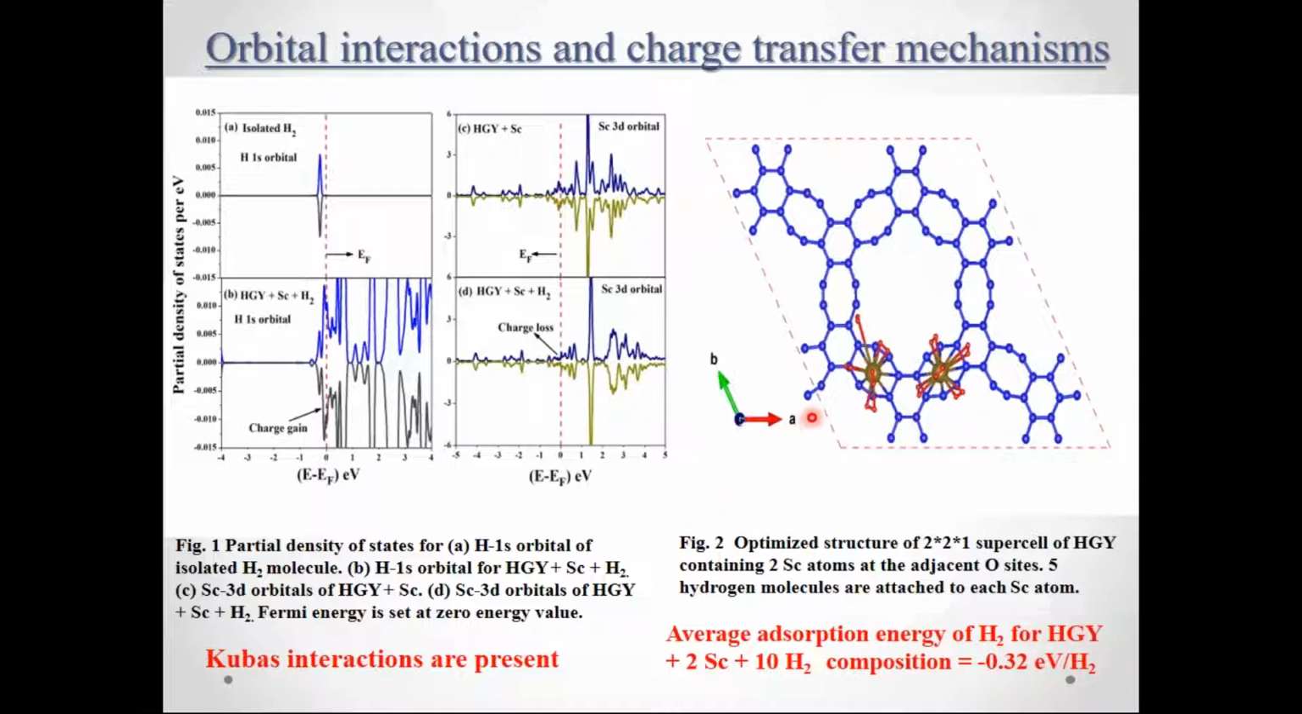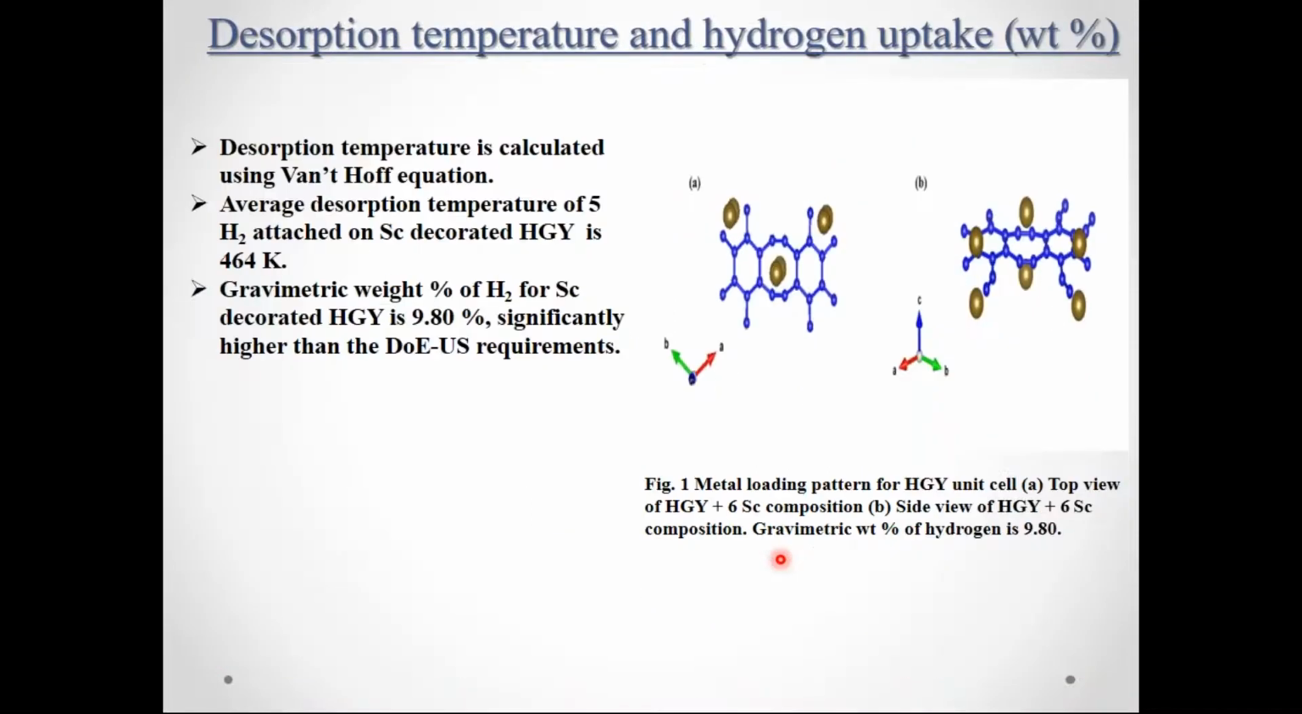We have also optimized the structure by keeping 2 metal atoms on the nearest octagon sites and placing 5 hydrogen molecules on top of each metal atom to check whether the binding energy lies in the suitable range. We have found that the binding energy is still optimum for hydrogen storage purposes. Next, we have calculated the desorption temperature of the adsorbed hydrogen molecules by employing the van't Hoff equation, and found that the desorption temperature is 464 Kelvin, quite suitable for the reversible application of hydrogen as a fuel cell.